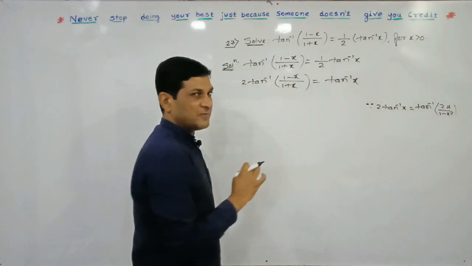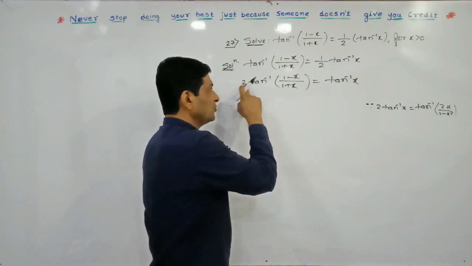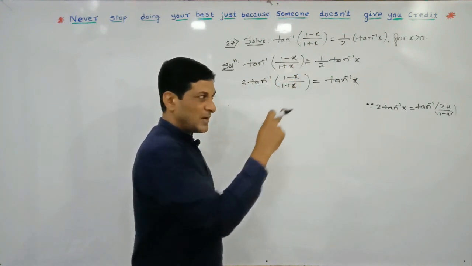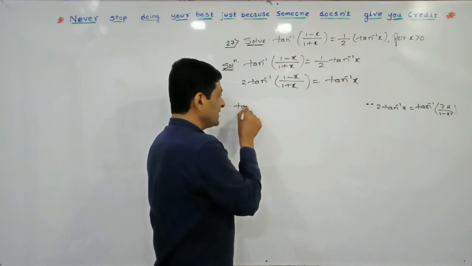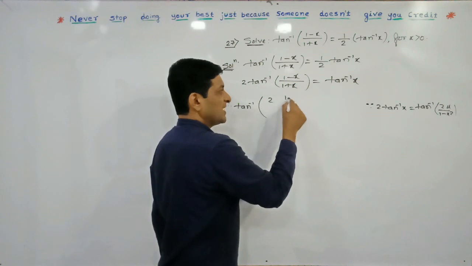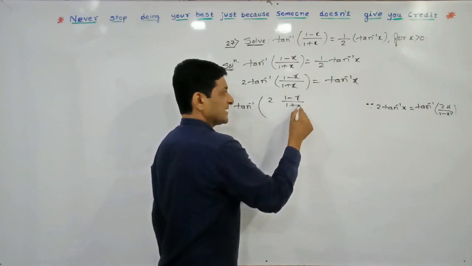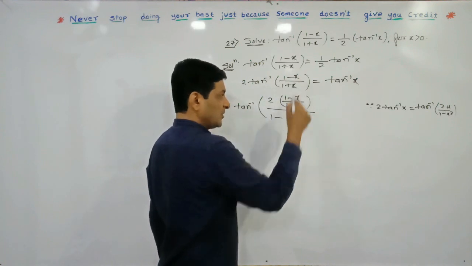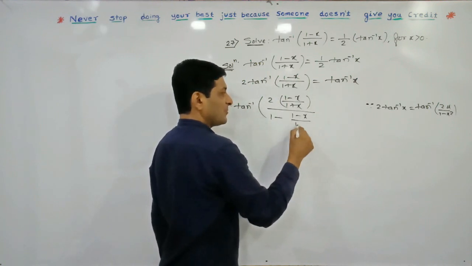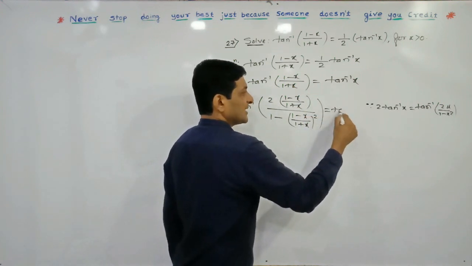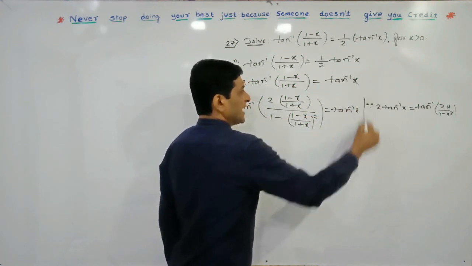So let us simplify it applying this property. 2 tan inverse of x, consider this whole term as x. So according to this property, what result will we get? Tan inverse of 2x, where x is 1 minus x upon 1 plus x, divided by 1 minus x square. What is x here? 1 minus x upon 1 plus x whole bracket square. On this side, tan inverse of x, keep it as it is.